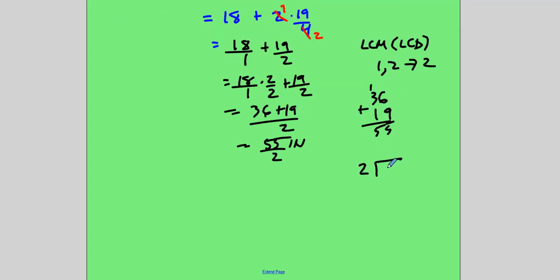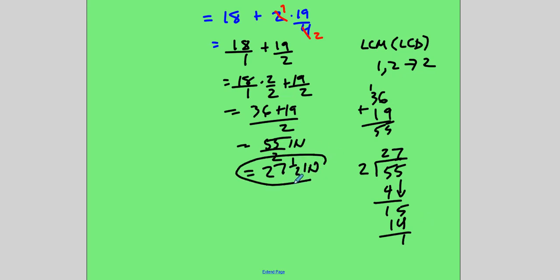So I divide 2 into 55 now to undo this improper fraction. 2 goes into 5 twice. 2 times 2 is 4. Subtract, that's 1. Bring down the 5. 2 goes into 15 7 times. 7 times 2 is 14. Subtract, 1. So you get 27 1/2 inches as your perimeter. And this concludes the video.